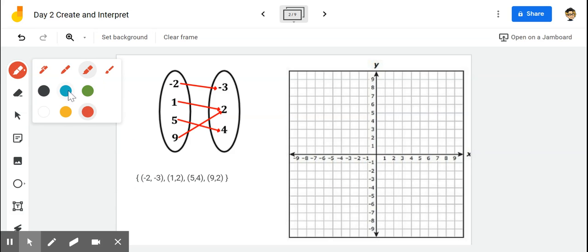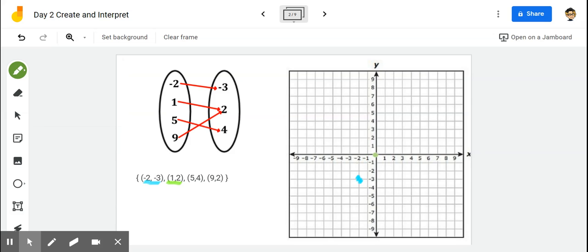This time I'm just going to go straight into it. This one here, I'm going to start at the origin. -2 is 2 to the left, negative in the x spot. In the y spot, -3 is 3 down. There's my first point. We do our next one, 1, 2.